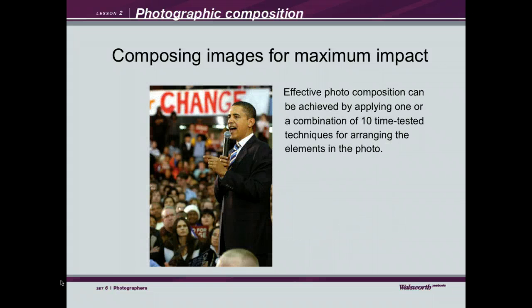Let's take a look at this photo of then Senator Obama on the campaign trail back before the 2008 election. Now, effective photo composition can be achieved by applying one of 10 time-tested techniques for arranging an element in a photograph. Take a look at this photograph. You can pause the video for a second if you'd like to. There are two things in here that can be changed that will help make this photo more visually appealing. I'll give you a quick second to look for those changes and see if you can find them yourself.